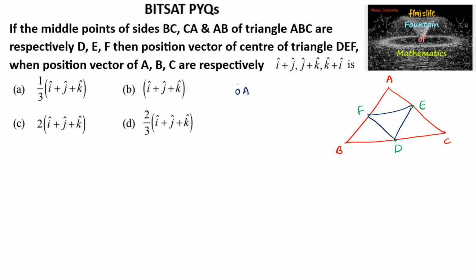The position vectors are given. OA is equal to i plus j plus 0k, OB is equal to 0i plus j plus k, and OC is equal to i plus 0j plus 1k.